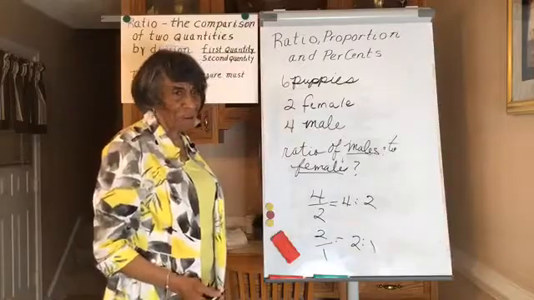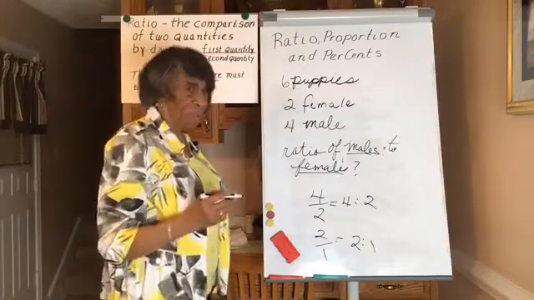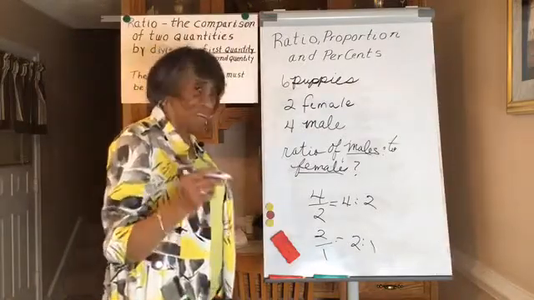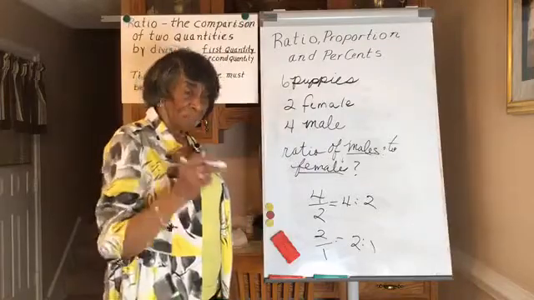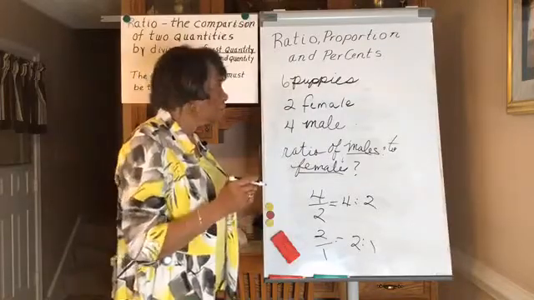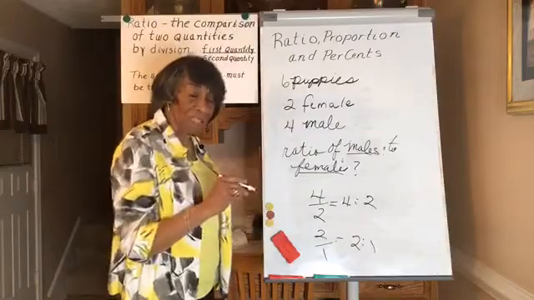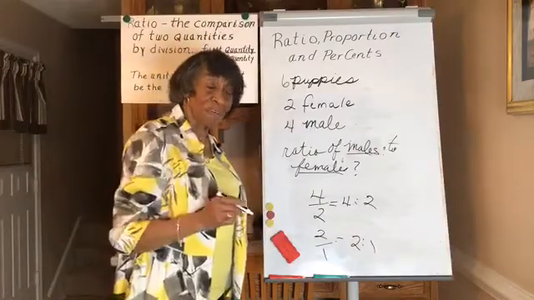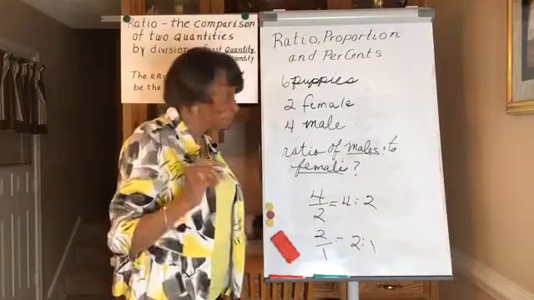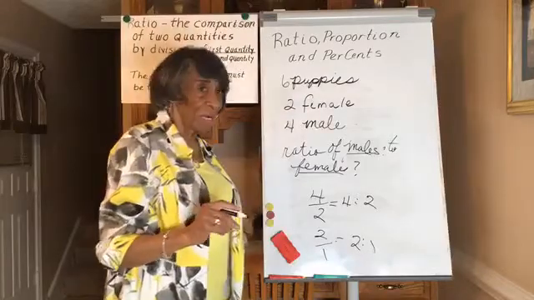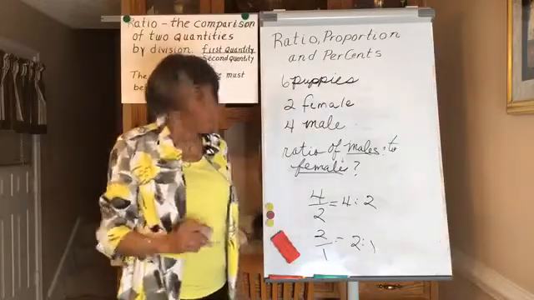So ratios aren't hard at all. All we need to know is the order of the ratio. And it's just a fraction: the first quantity over the second quantity. All right? Questions?